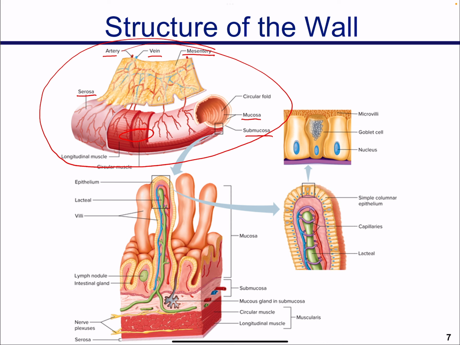So now, as we zoom on a small segment of the digestive tract, we are going to see the mucosa, the serosa. Then we're going to have the muscularis with the circular muscles and the longitudinal muscles. We're going to have the submucosa right here.